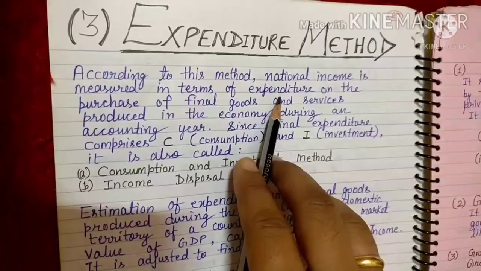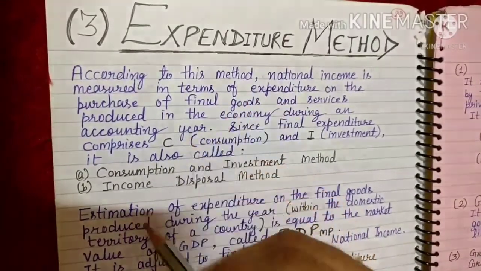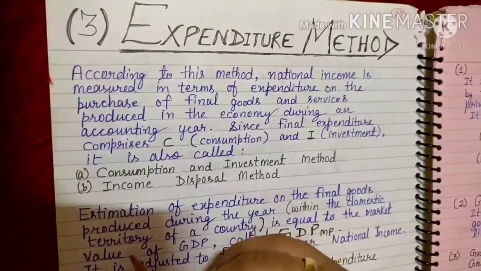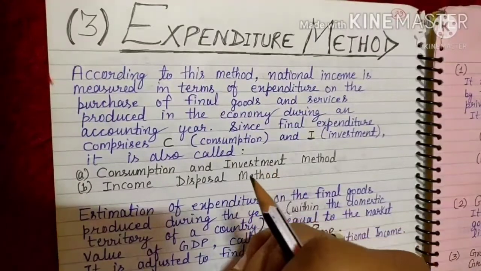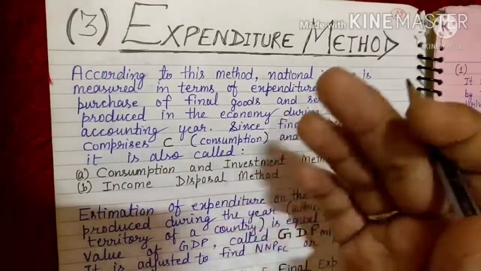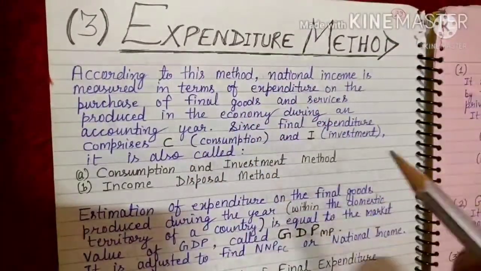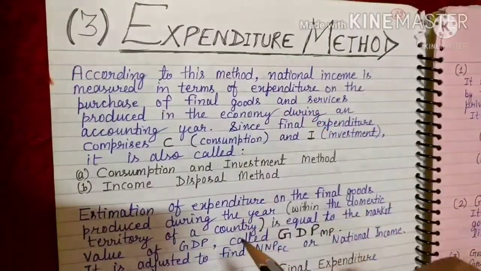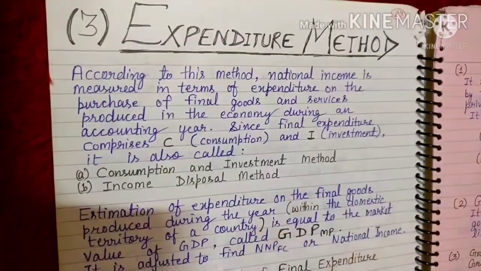As in our previous methods, in value added we found how much value we have added in each product, and then we found national income. And in income method we calculated the income of the people working in India, or in the domestic territory of India. Then we calculated the national income. But in this we will find the national income by first calculating the expenditure done by the people of the country.